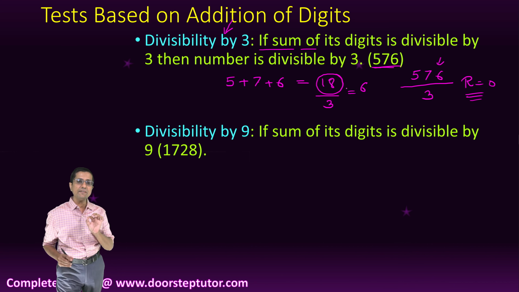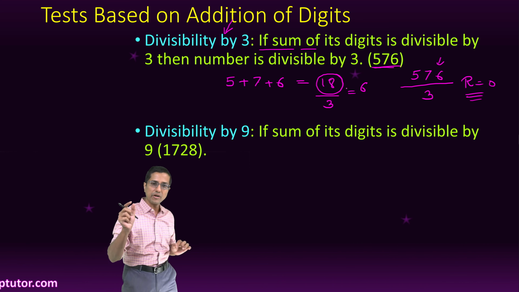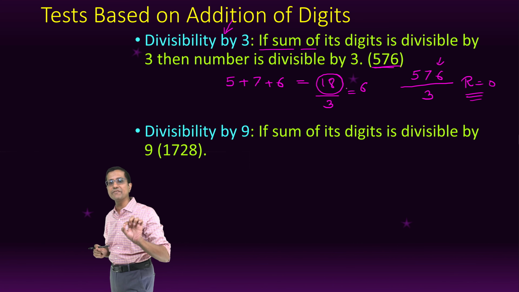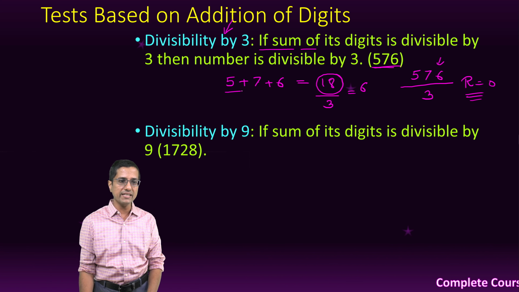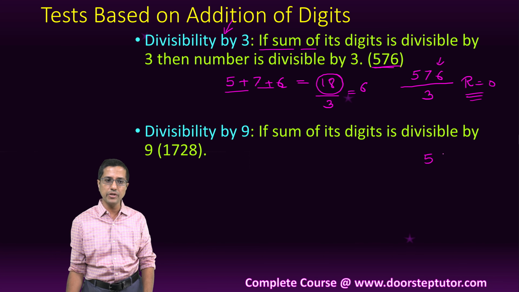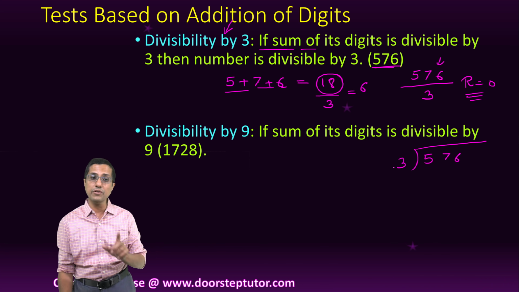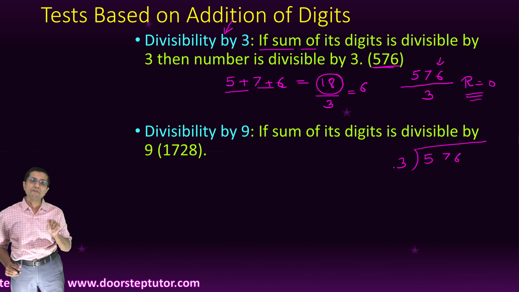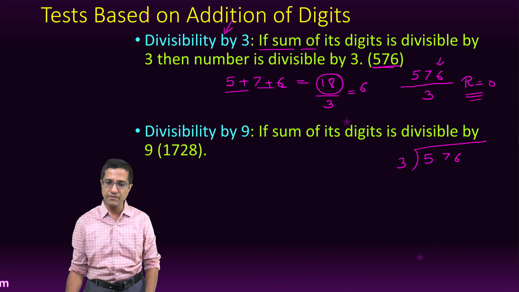This 18 is much smaller than 576 first of all. And we have figured out that because the sum of the digits, that is 18, is divisible by 3, we can say very easily that 576 is also divisible by 3. Let us just verify that by doing the long division. We are just going to do this for the divisibility test of 3, and of course 3 and 7 are the most important divisibility tests. 3 we have studied, 7 we will study in a second.